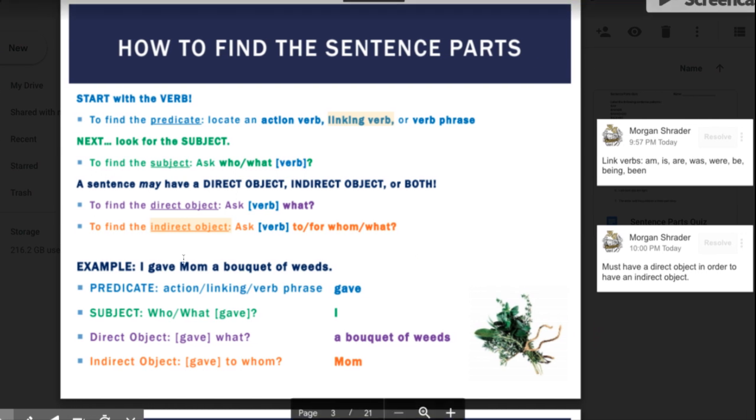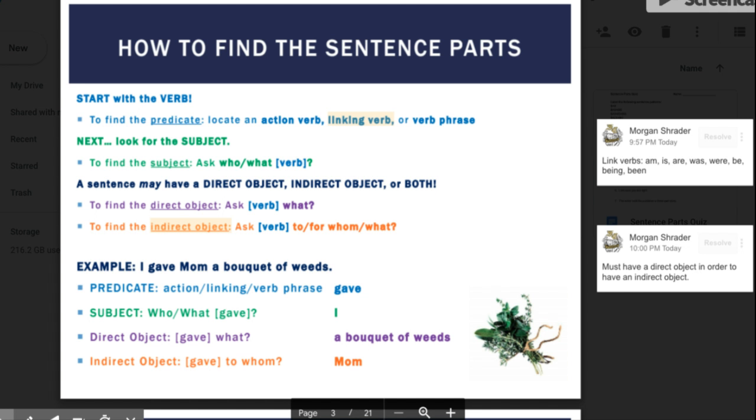All right, so let's look at this example again. Gave is the verb. Found that first because it's easiest to find. Who gave? I gave. That's my subject. What did I give? I gave a bouquet. Of weeds is just a prepositional phrase that's describing it. So we can include it, but it's not the core. This is the core right here. Bouquet is the direct object. Then you have an indirect object. Who did I give the bouquet to? I gave it to Mom.